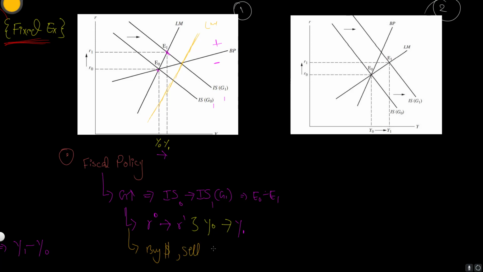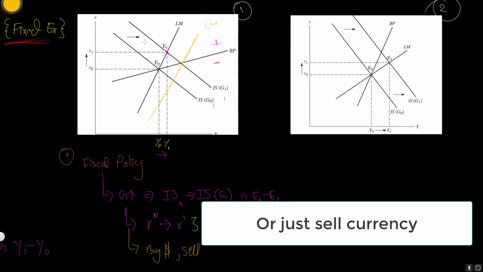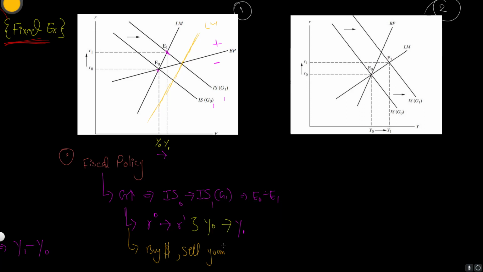Let's just say that their currency is Chinese yuan. So they would sell yuan and they would buy US dollars. That's going to increase the supply of yuan in the market, shifting the LM curve, and you would have a new equilibrium point. Let's say that point is Y2. So we would go from Y0 to Y1, and then the government is going to intervene, and we are going to go from Y1 all the way to Y2 because of the government intervention.